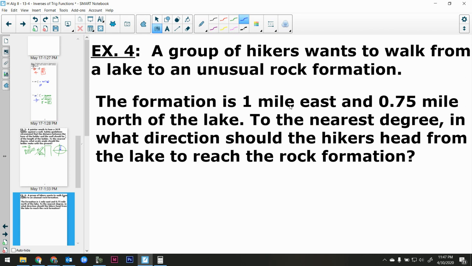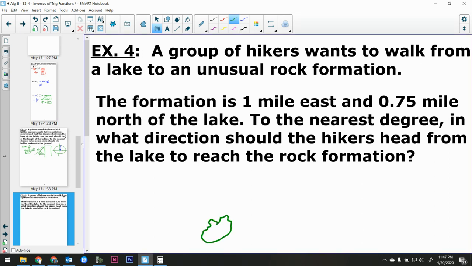A group of hikers wants to walk from a lake to an unusual rock formation. Interesting. The formation is 1 mile east and 0.75 miles north of the lake. So here is the lake. It's green, whatever. The rock formation is 1 mile east and 0.75 miles north. Here's my rock formation. Kind of looks like a fist or something.